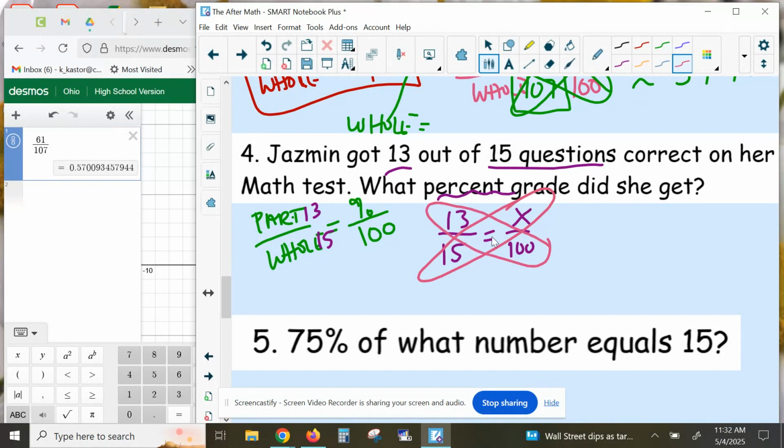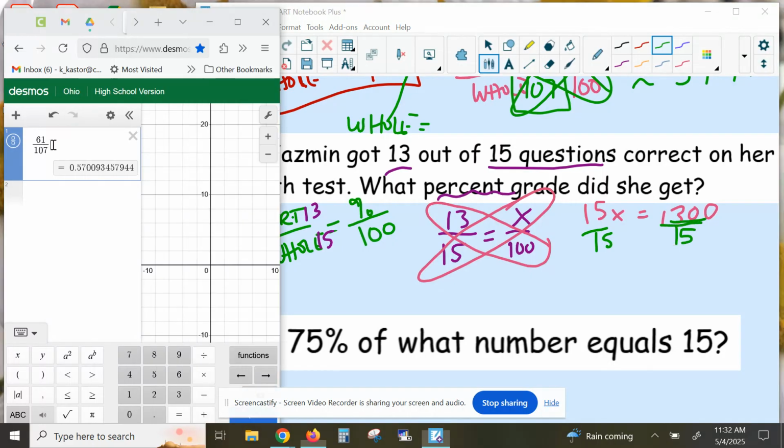So what do I have here? 15 times x gives me 15x. I'm going to put it next to it instead of underneath it where I normally do. 13 times 100 is 1300. Then in order to solve this, to get x on the side by itself, we have to divide this side by 15 and divide this side by 15.